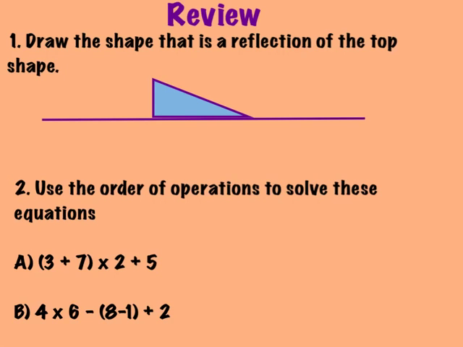And we're at the review. Your lesson today is really short, but there is a study jam you need to do, and it's a very important one. First of all, I'd like you to draw the shape that is a reflection of the top shape, so just draw a reflection in your notebook. And then you need to use the order of operations to solve these equations, which means you need to do the study jam first. So what I would do if I were you is write down exactly what you see for A and B, then go do the study jam, and then you can do those afterwards.